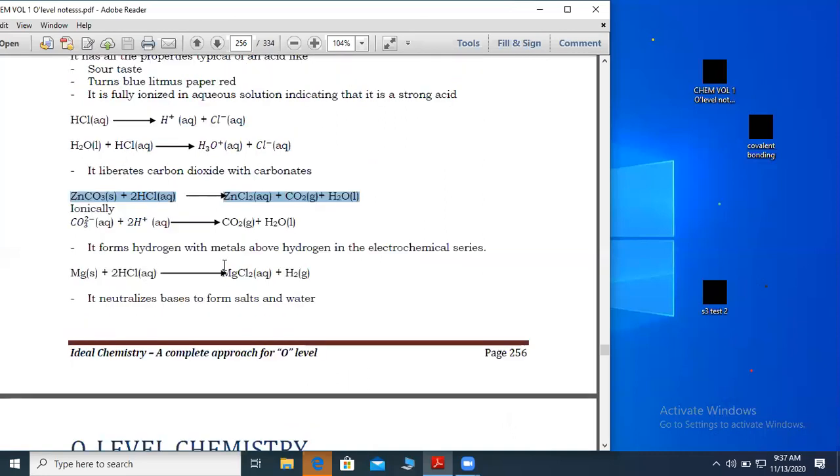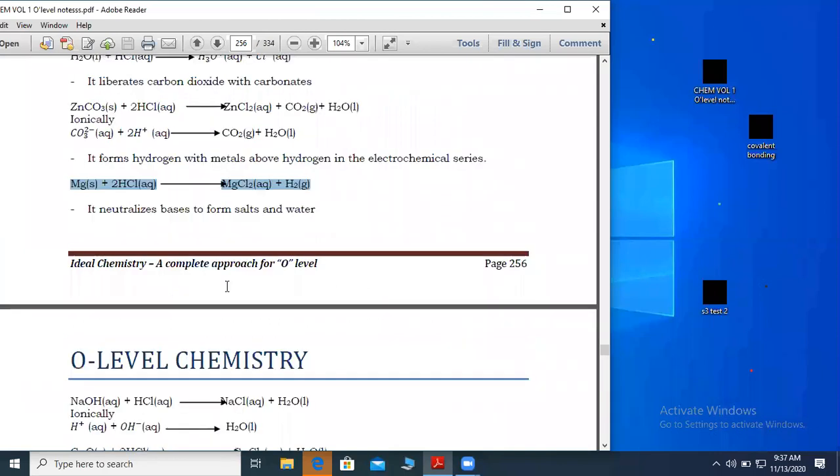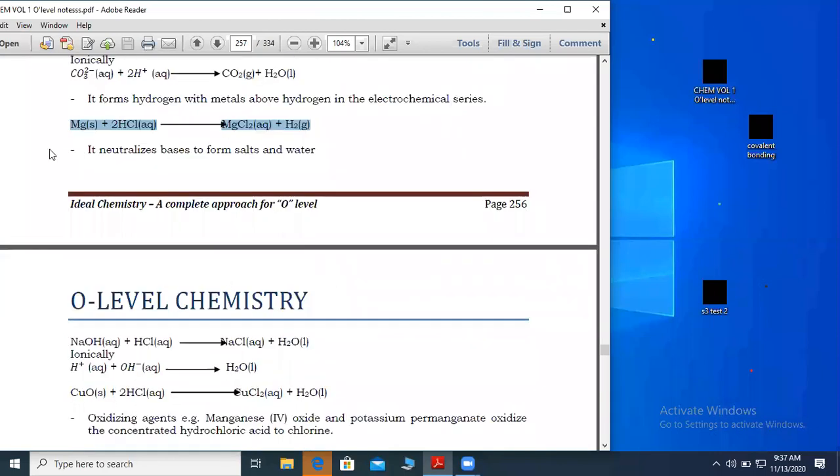It forms hydrogen with metals above hydrogen in the electrochemical series. Now this reaction can be used in preparation of hydrogen gas, remember, and it is also a property of acids, particularly hydrochloric acid. So we could have also used the zinc here. It is actually the one we always prefer to use, and we form zinc chloride plus hydrogen gas.